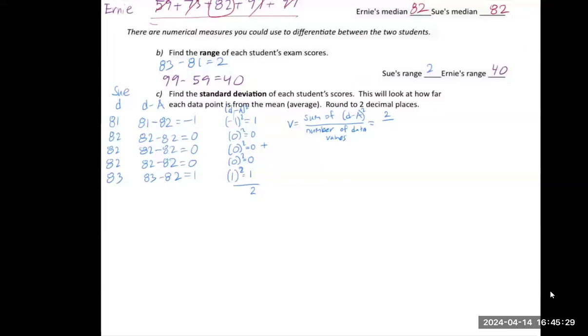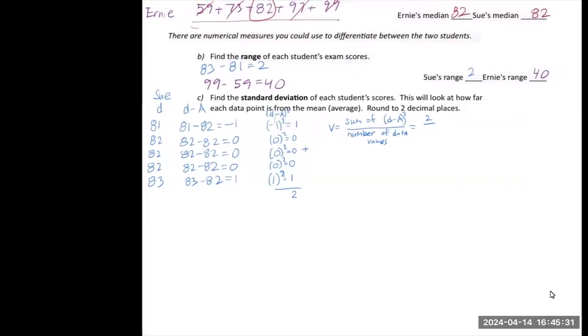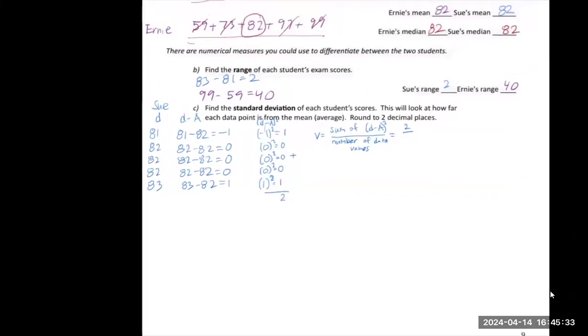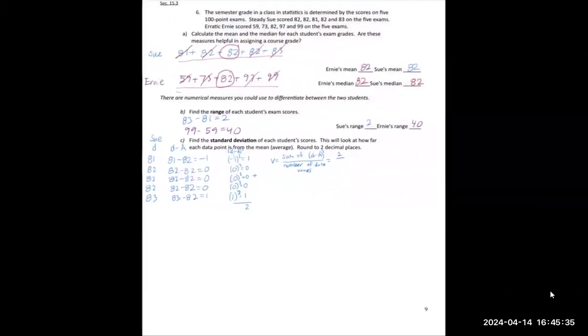We could see the test scores: there was 81, 82, 82, 82, and 83. So there's 5 data values. Or you could just say we added 5 numbers together over here when we're adding up these squares. However you want to think of it. Anyways, the answer is 0.4. So our variance is 0.4.